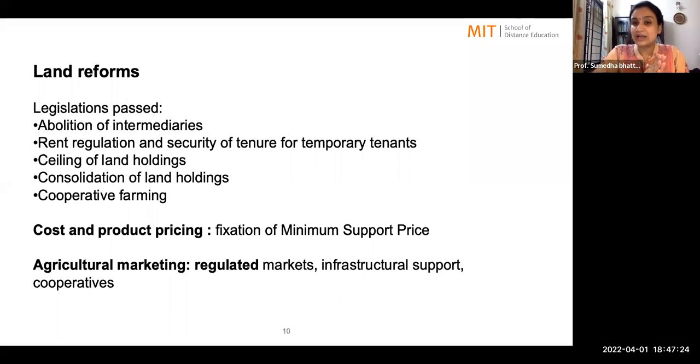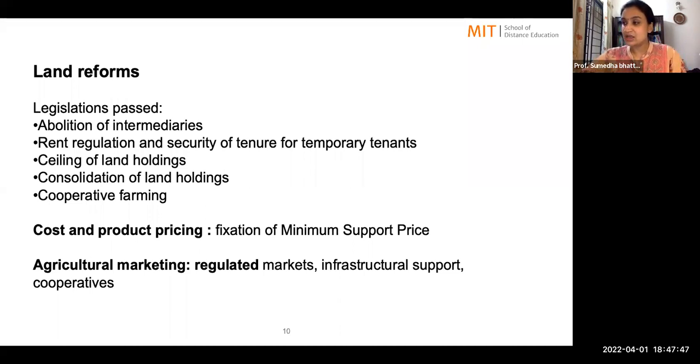But again, while calculating and fixing the minimum support price, care is taken regarding the international prices of the same products. Second, to what extent it is going to affect the cost of living, to what extent it is going to affect the price level of various goods and services. So all these things are taken into account while the MSP is decided.